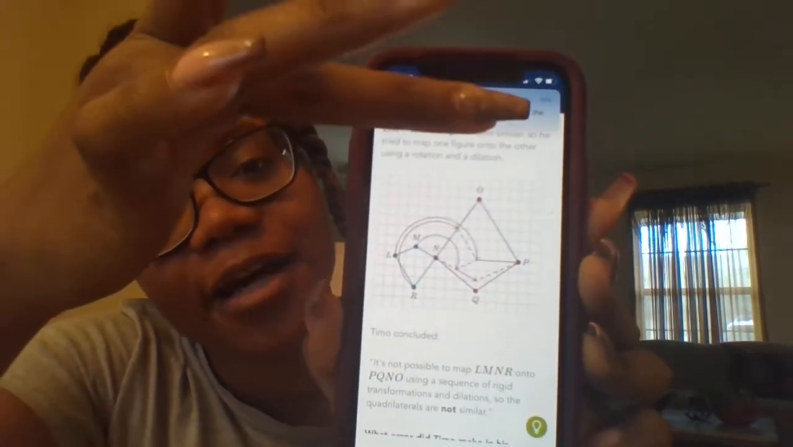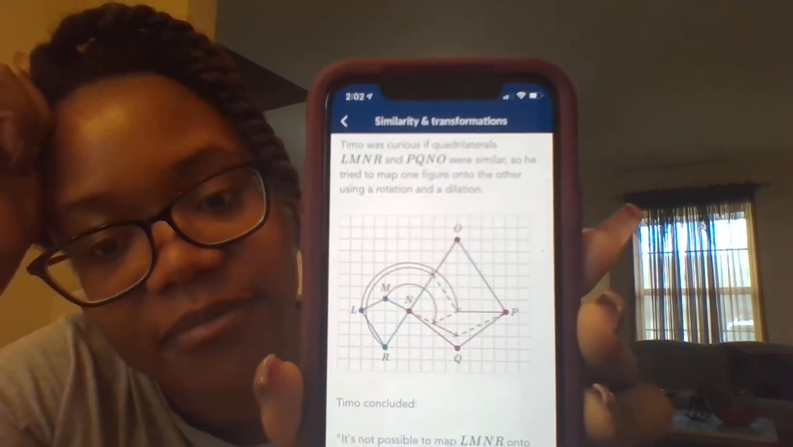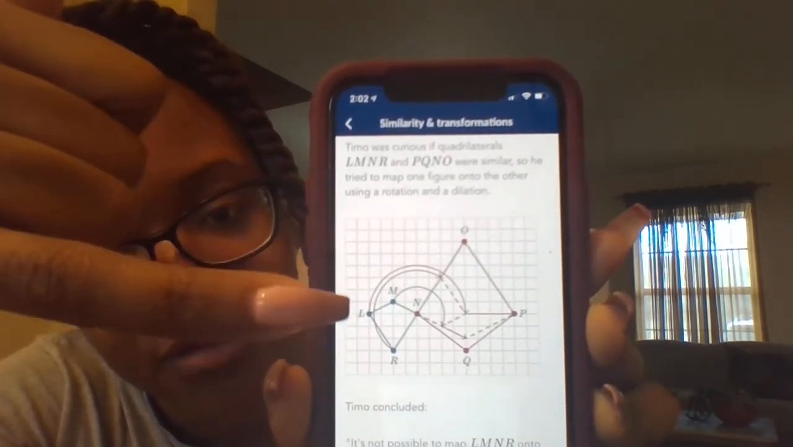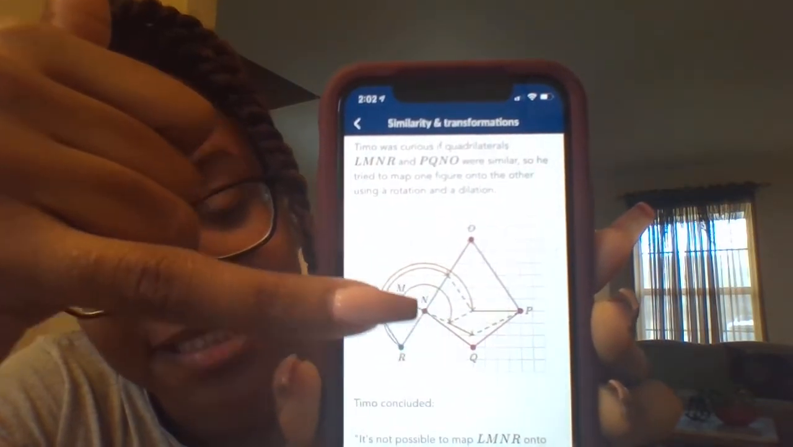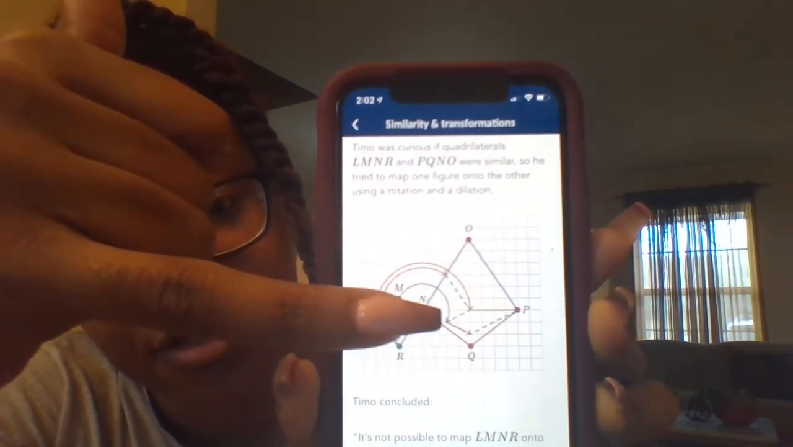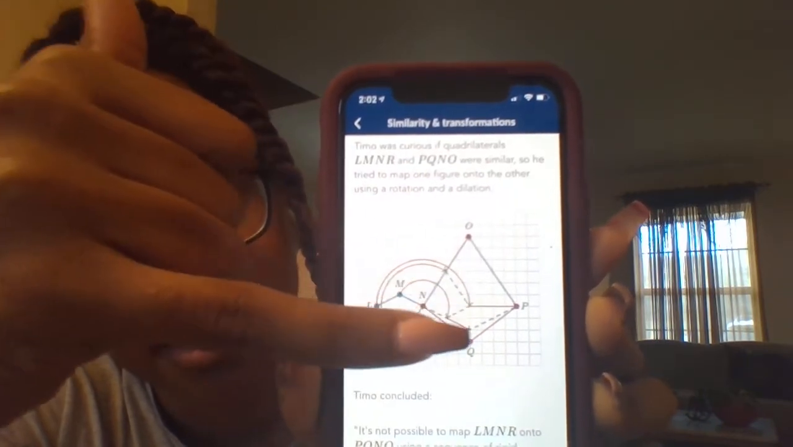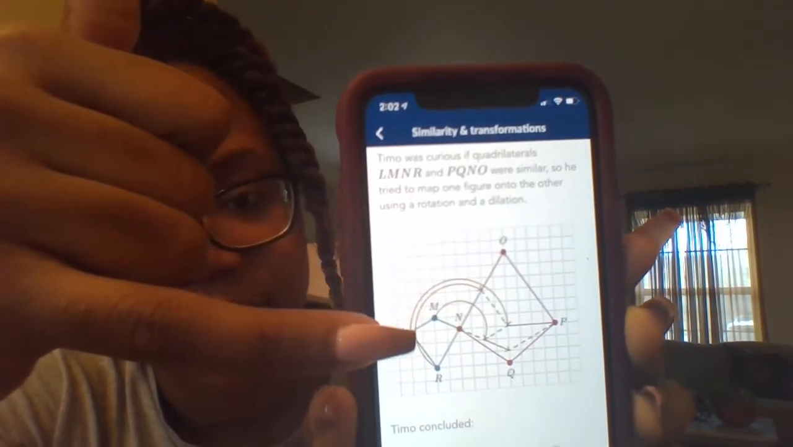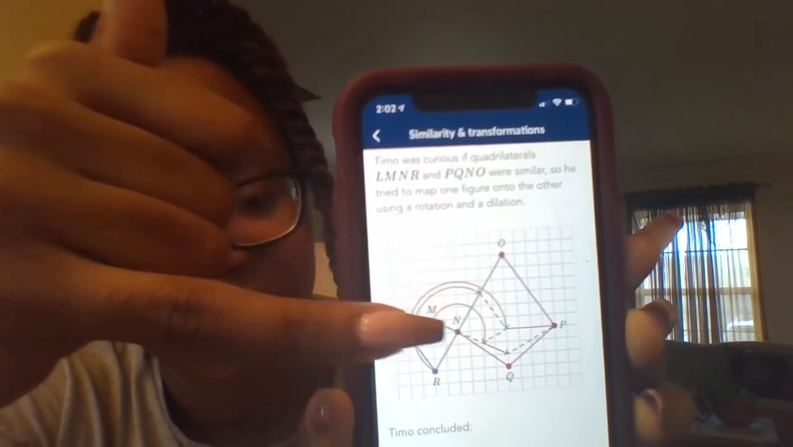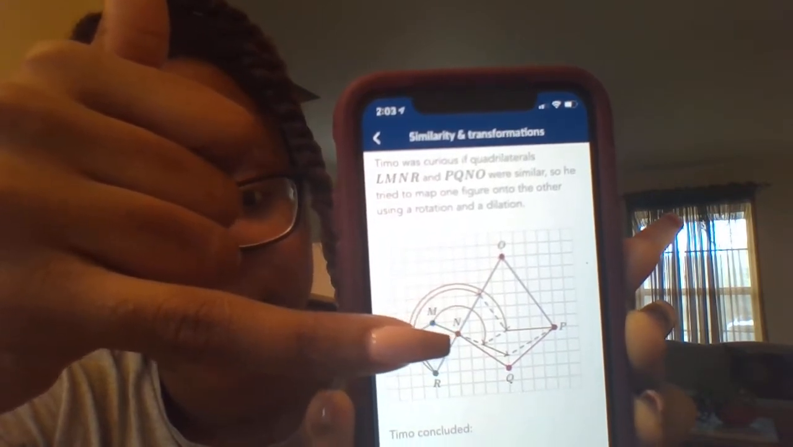So this last problem is actually very challenging. We're given a quadrilateral L, M, N, R, and we're asked to see if we can map it onto P, Q, N, O. In order to do that, the first thing that the example tries to do is rotate it. So they're rotating it around this point N.